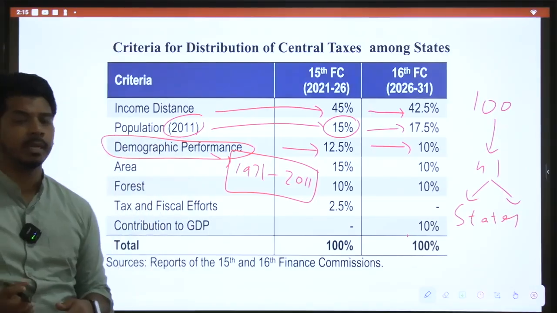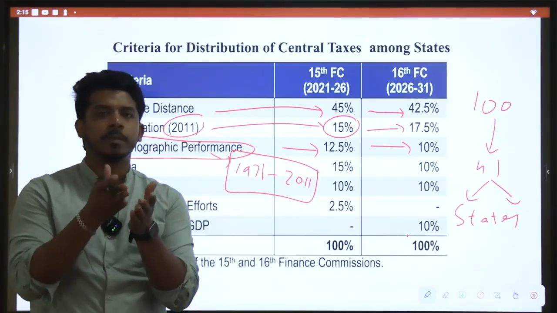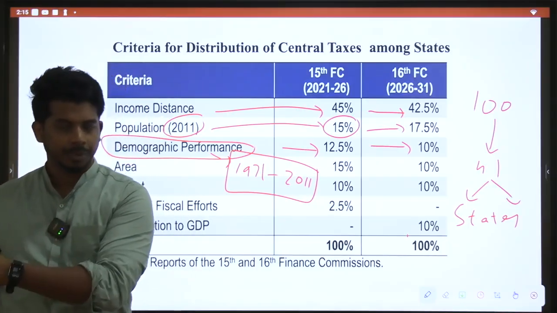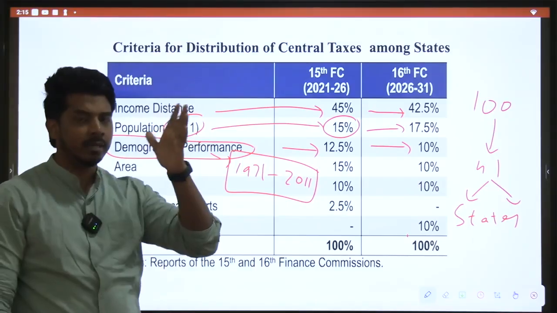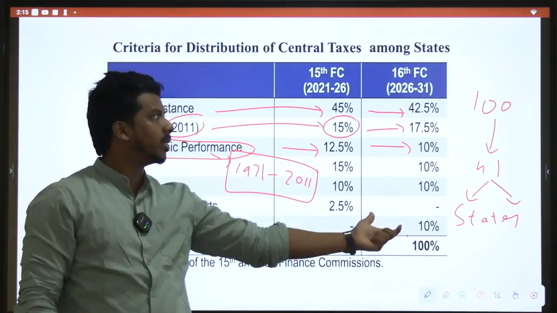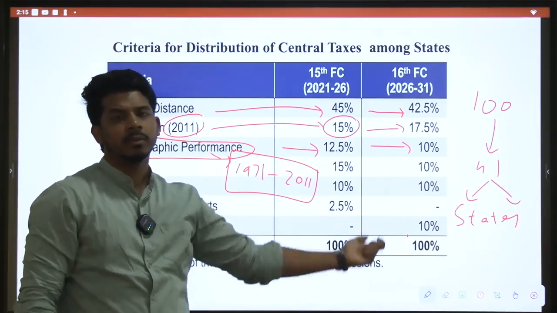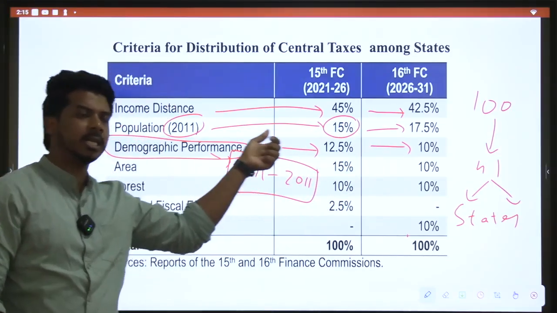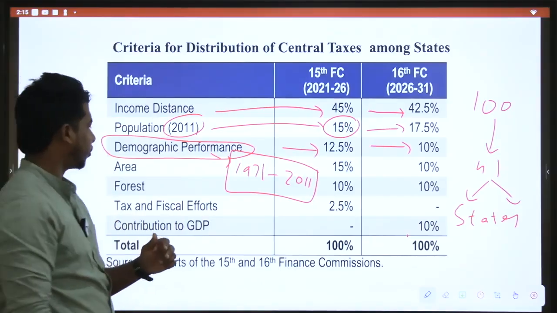And then when we are saying population, which census will they take? The 2011 population census. The 2021 census was supposed to happen, but because of COVID it did not happen. It did not happen till now. So if a prelims question comes, which census is the reference for population for the 16th Finance Commission? It is also 2011.